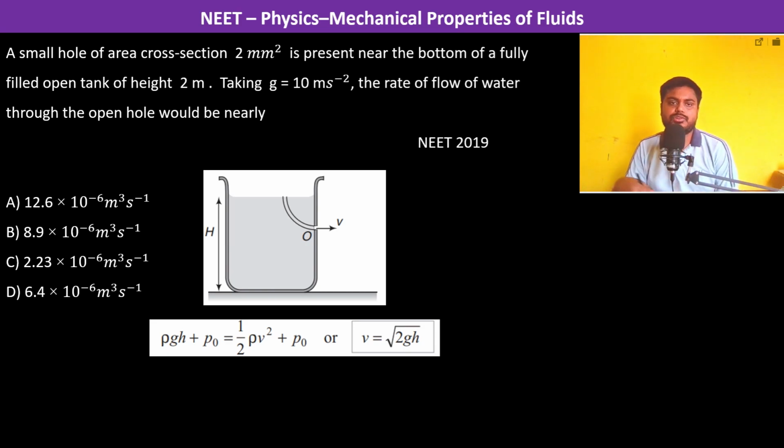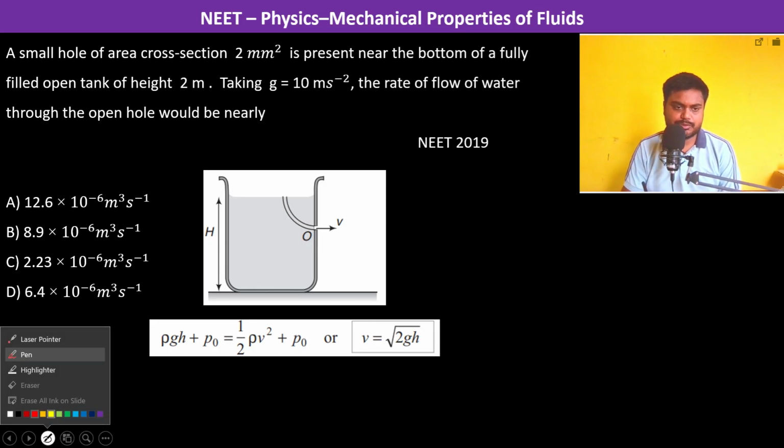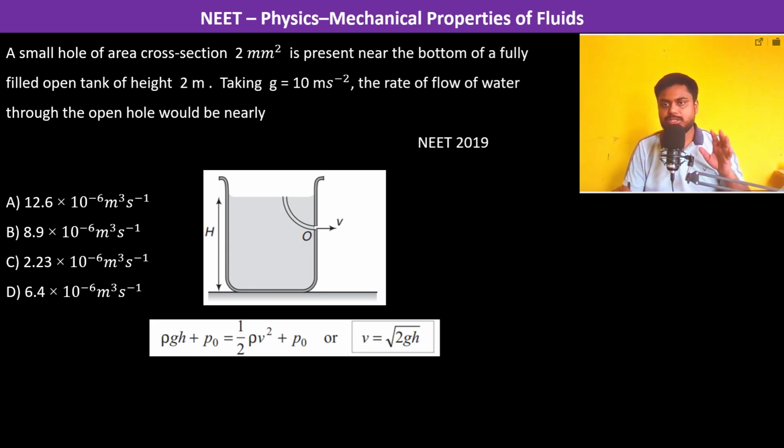A small hole of cross-sectional area 2 millimeters squared is present near the bottom of a fully filled open tank of height 2 meters. Now this diagram is not only for a hole near the bottom, but even for a general hole at the side of a beaker or a tank.